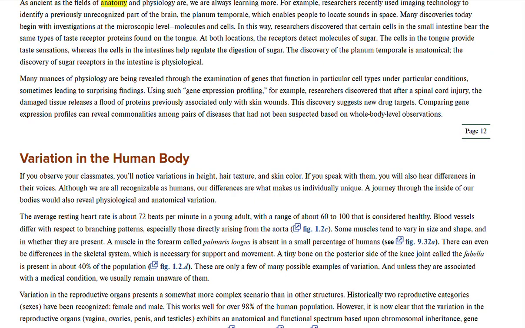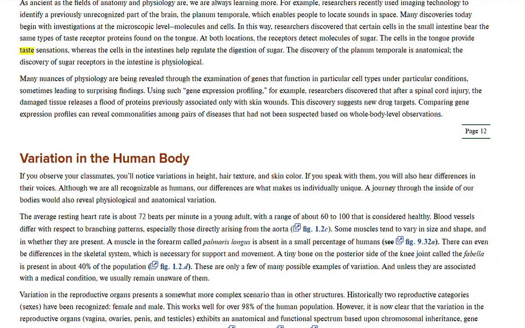As ancient as the fields of anatomy and physiology are, we are always learning more. For example, researchers recently used imaging technology to identify a previously unrecognized part of the brain, the planum temporale, which enables people to locate sounds in space. Many discoveries today begin with investigations at the microscopic level, molecules and cells. In this way, researchers discovered that certain cells in the small intestine bear the same types of taste receptor proteins found on the tongue. At both locations, the receptors detect molecules of sugar.